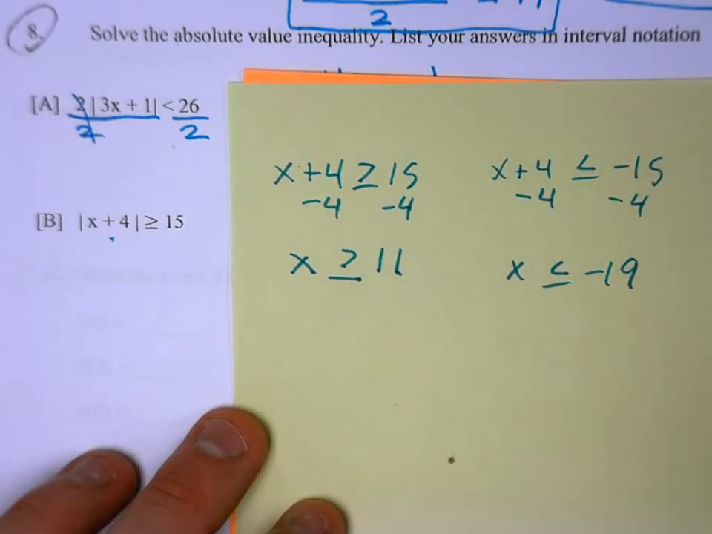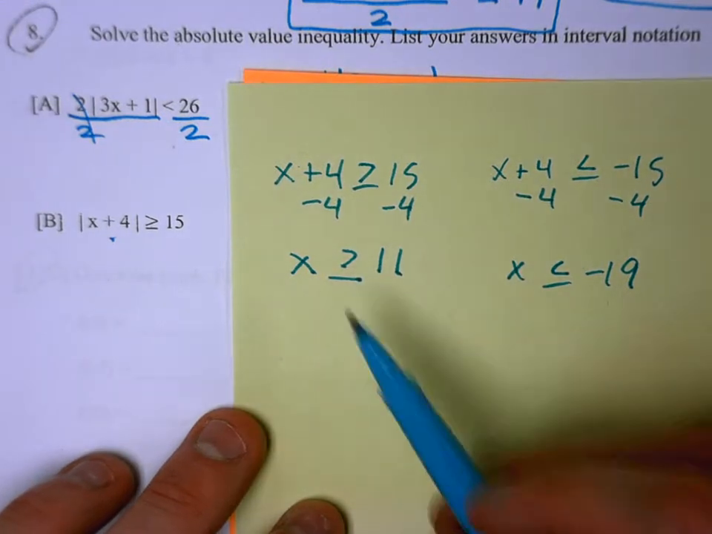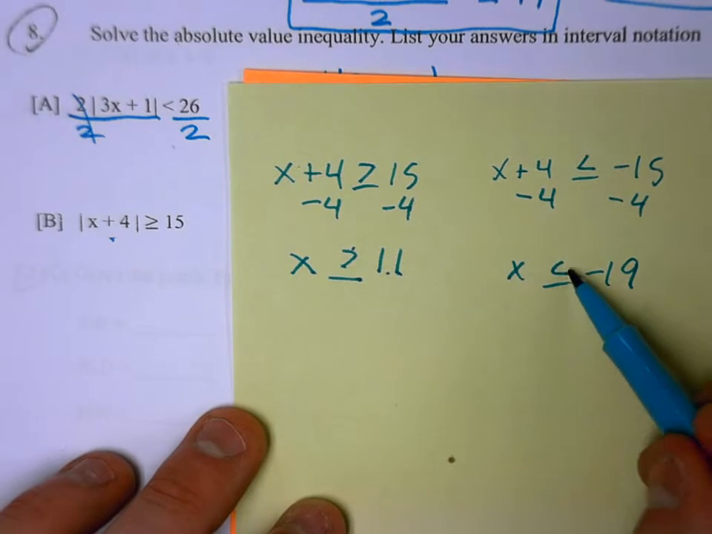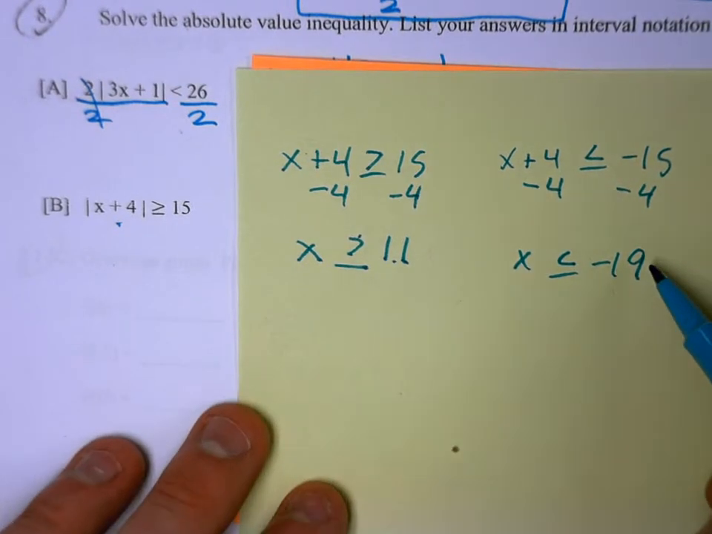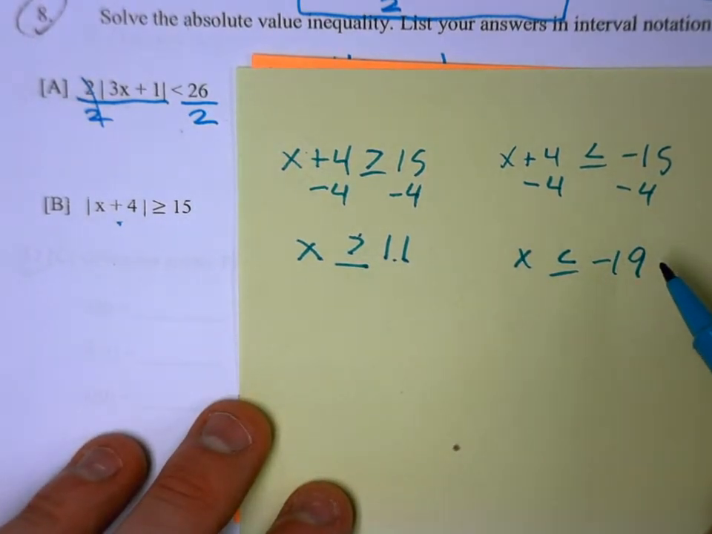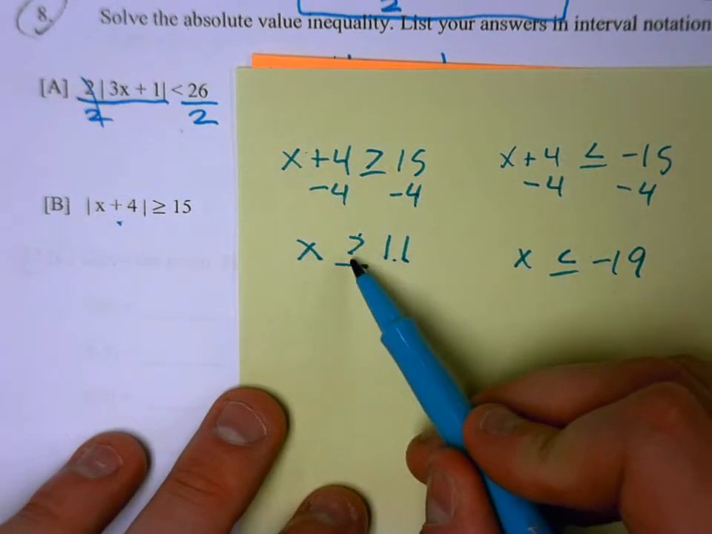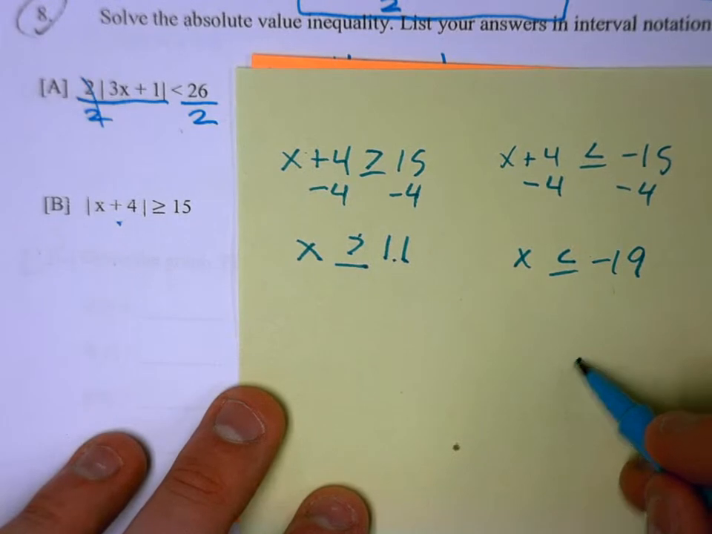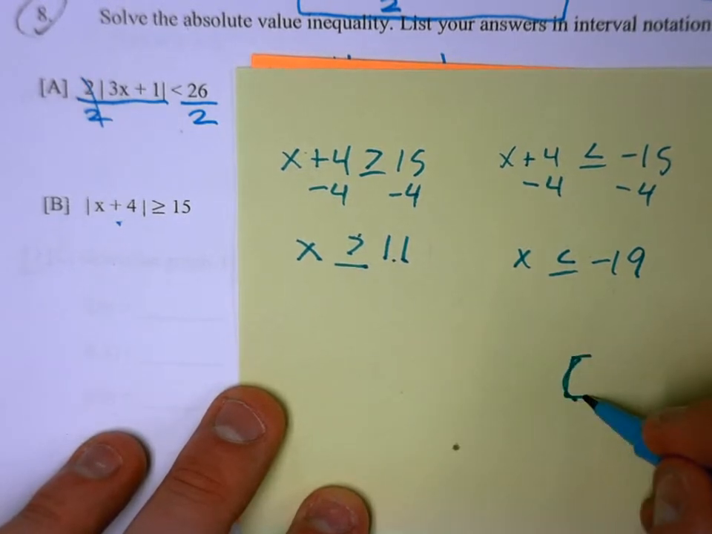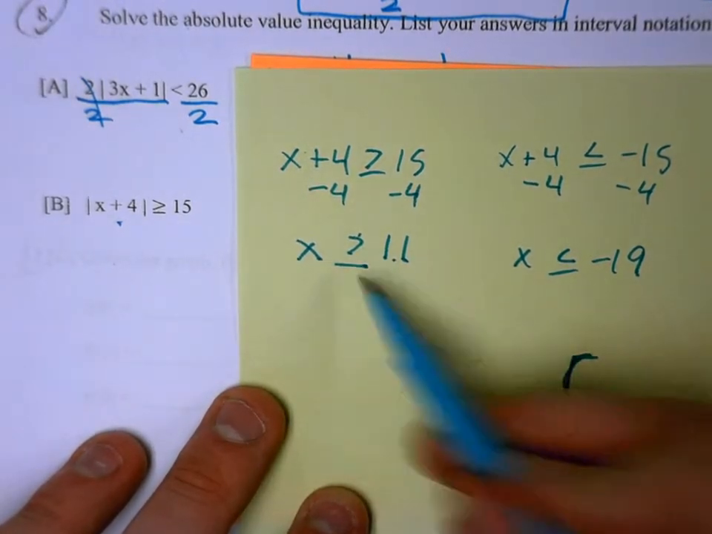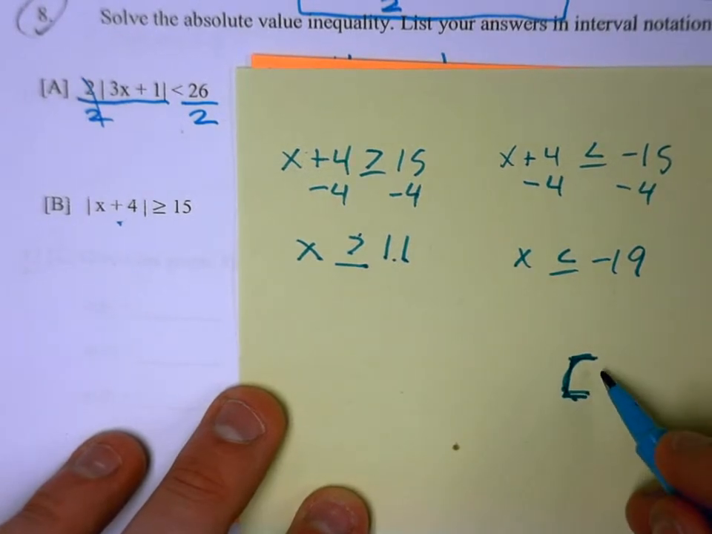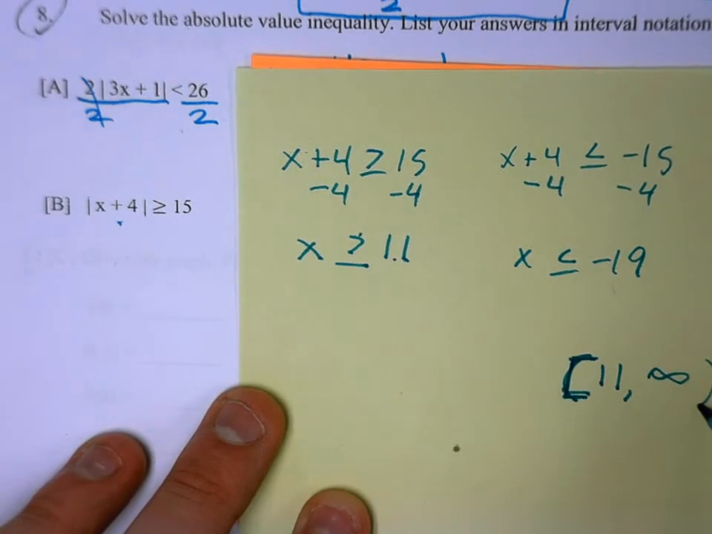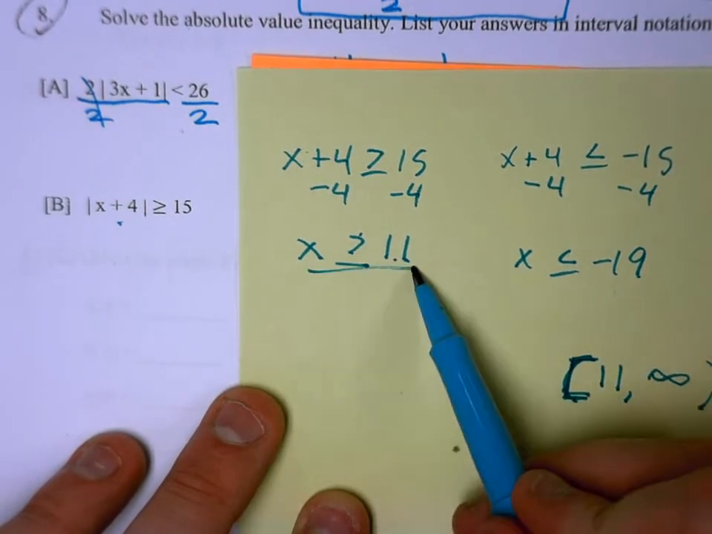Okay, now in interval notation, we have x greater than or equal to 11 and x less than or equal to negative 19, so we're going to have to write this as two separate sets of parentheses. x is greater than or equal to 11. So we're going to say that x goes from, we have to use a bracket, because when it has greater than or equal to, you use a bracket. x is greater than or equal to 11. So it goes from 11 to infinity. Anything greater than 11 works.